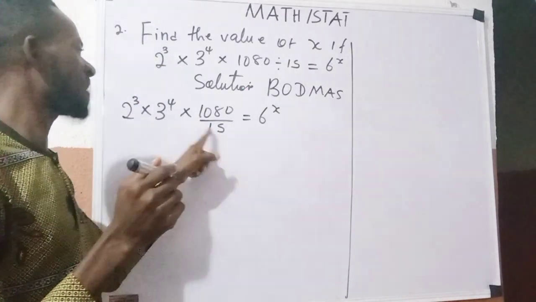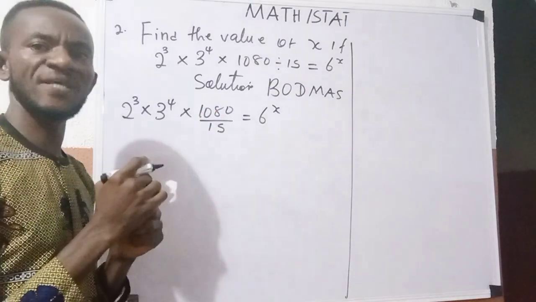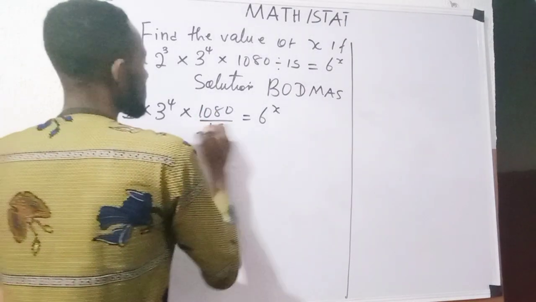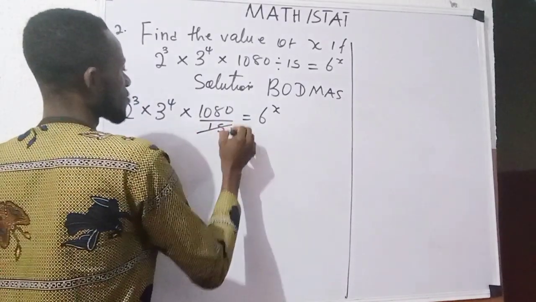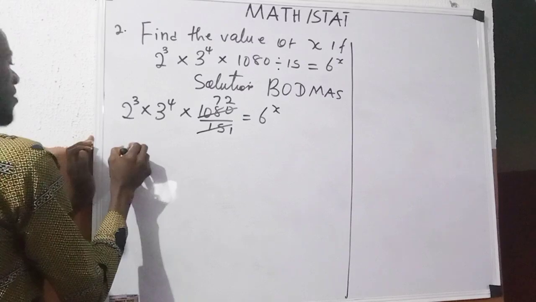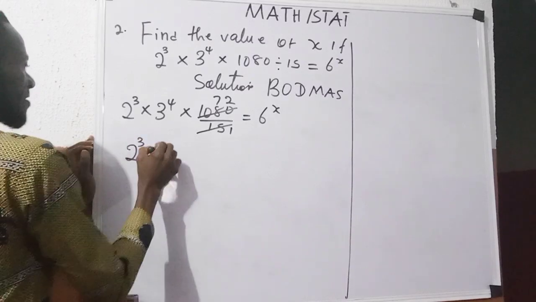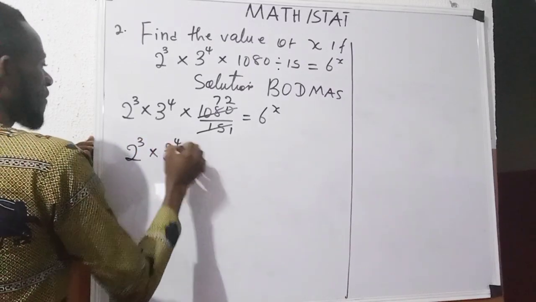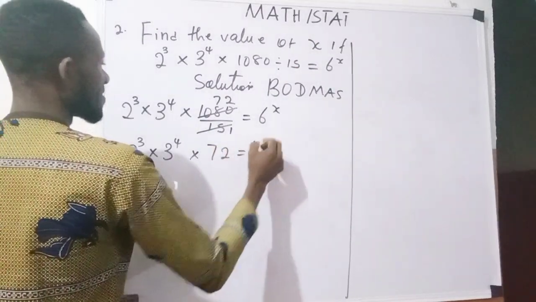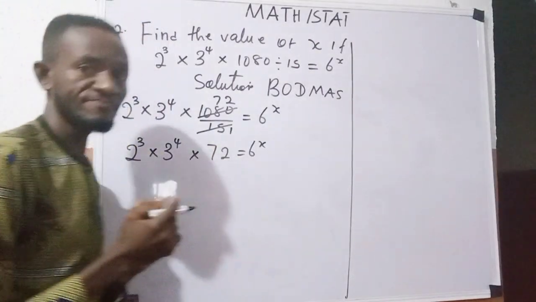And if you check, when 15 goes into 1080, it is 72. So 15 into this is 72. So what you have becomes 2 raised to power 3 multiplied by 3 raised to power 4 multiplied by 72 is given as 6 raised to power x.